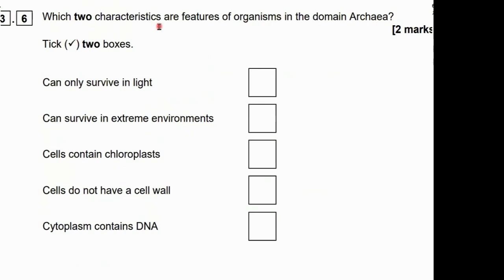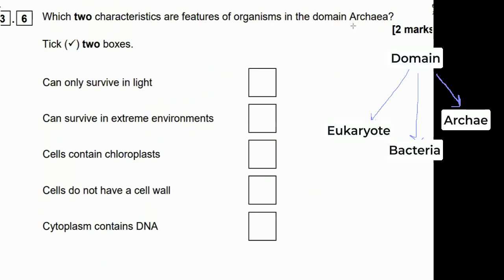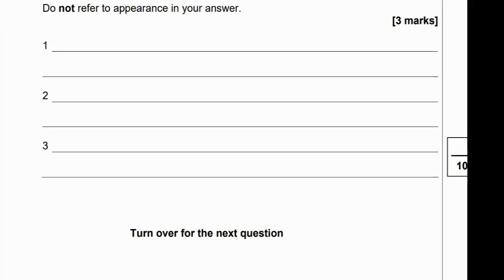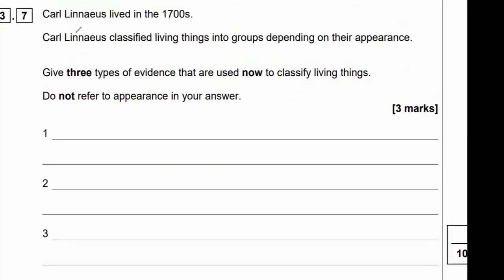Okay, looking at 3.6, which two characteristics are features of organisms in the domain archaea? Well, Carl Woese came up with the three-domain system, which splits into eukaryote, bacteria, and archaea. So, which one of these fits into the three-domain system? Well, let's have a little look. Can survive in extreme environments, can only survive in light. Right. The archaea are an ancient type of bacteria that survive. They're called thermophilic bacteria, some of them, that can survive in volcanoes. So they're extremophiles. Also, just like all bacteria, the archaea have chromosomal DNA or a loop of free floating DNA.